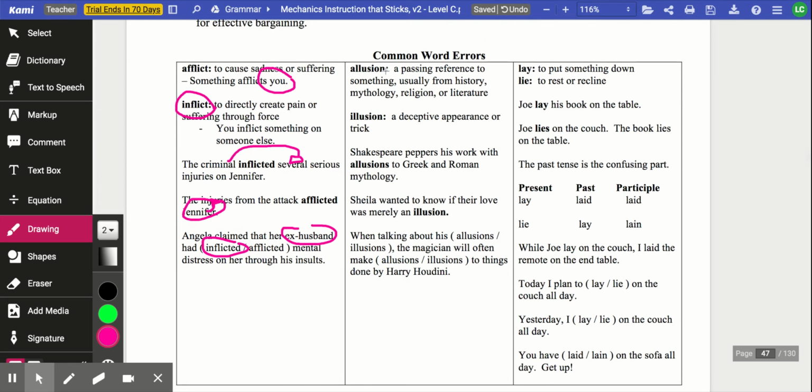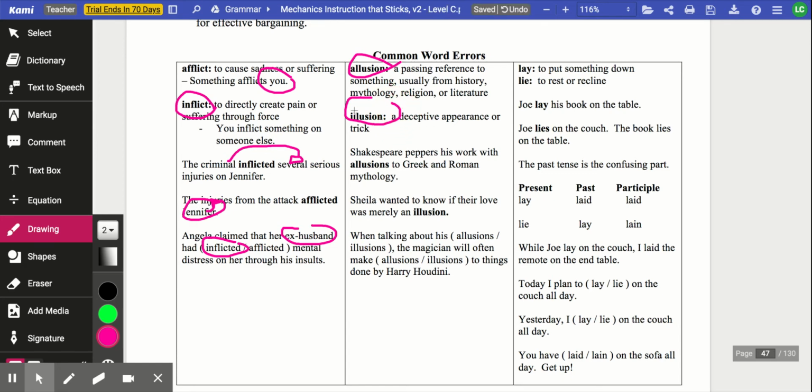Allusion versus illusion. An allusion is a passing reference to something in history, mythology, religion, or literature. So in the famous song that Taylor Swift sings, Love Story, she says, you were Romeo and I was your Juliet. That's an allusion. It's a quick reference to something in history, okay? If someone says, wow, you're such a Brutus, right? That's a quick allusion to Shakespeare, or to be or not to be, a quick little reference to a historical sentence. That's an allusion.